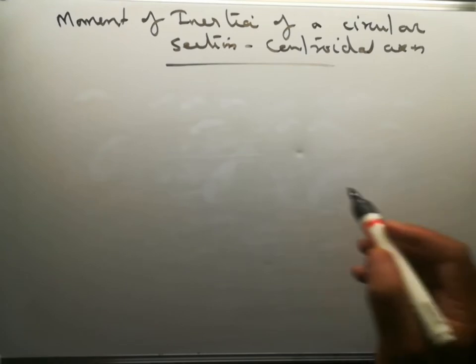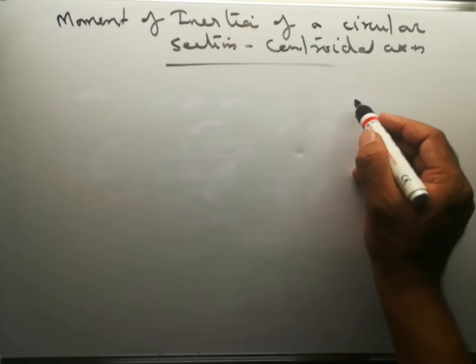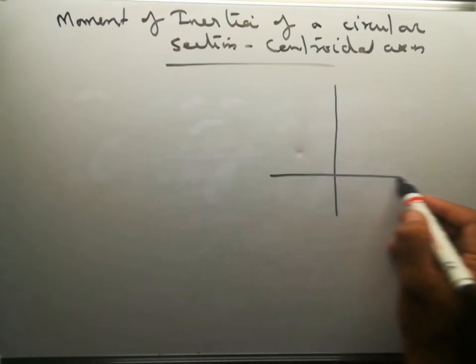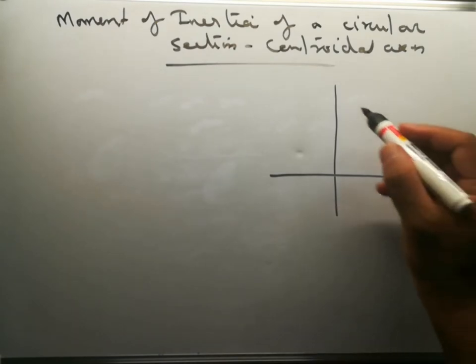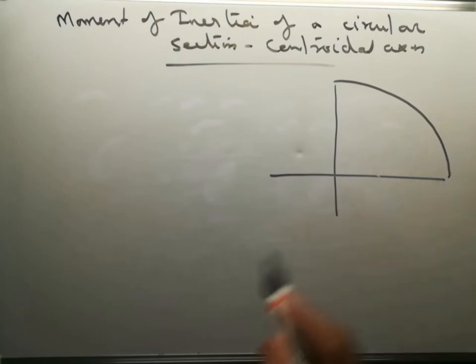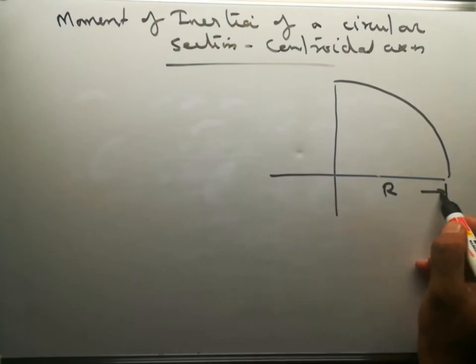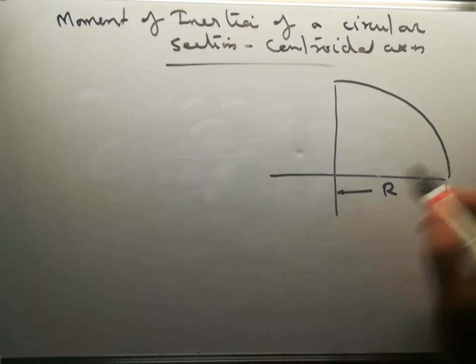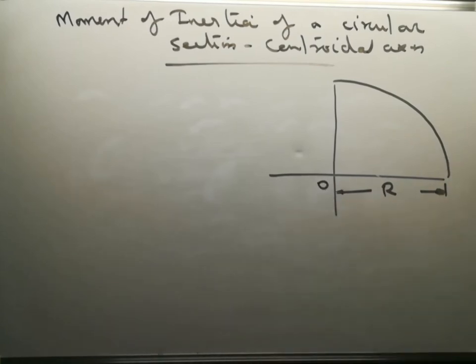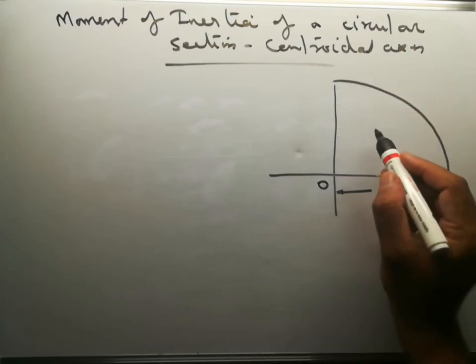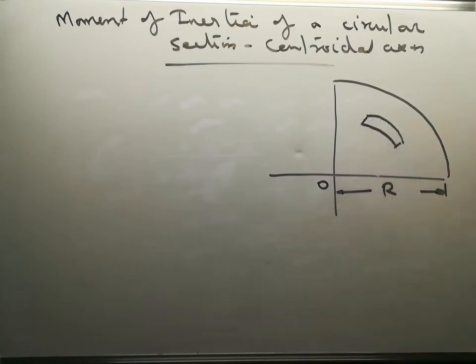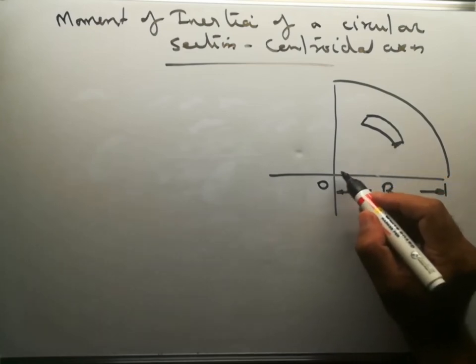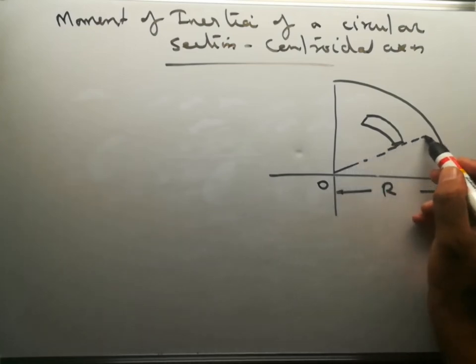For this, we will consider a circle of radius r and center O. Okay, and I have drawn only a part of this, and we will consider a small portion like this. Okay, I will draw the radius here.